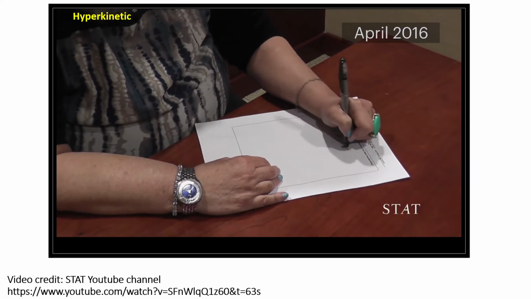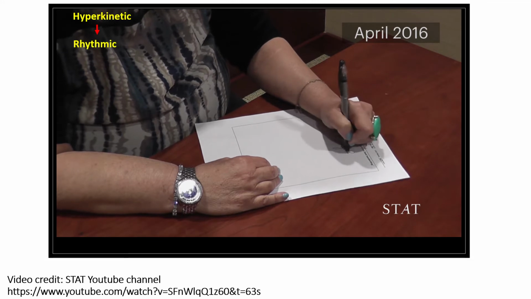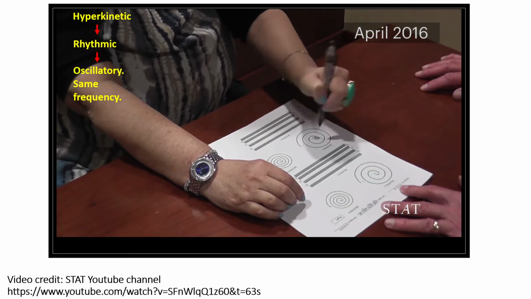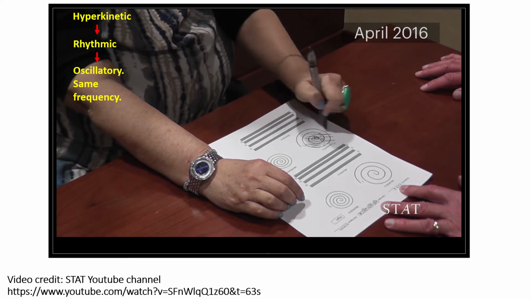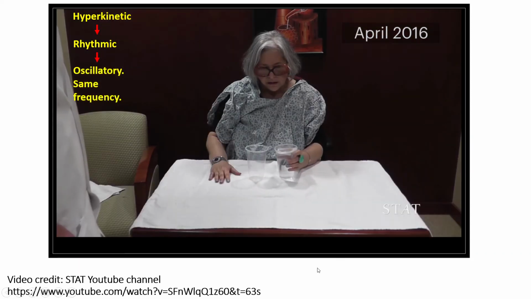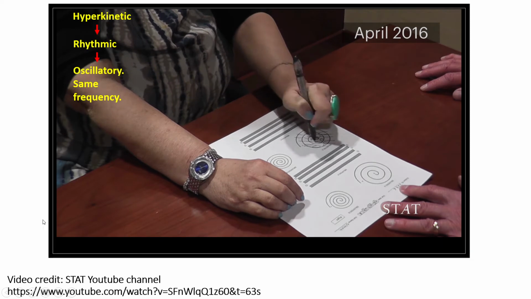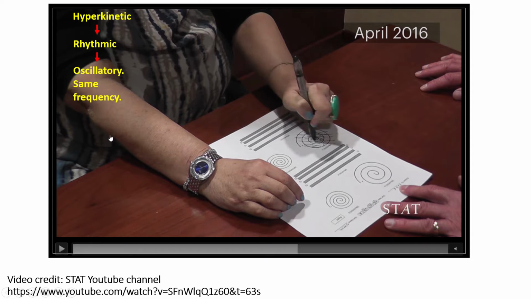So it is hyperkinetic, yes. It is rhythmic, yes. It is oscillatory, same frequency, yes. You see, this is also called an Archimedes spiral, and the patient is asked to draw on these lines in a circular manner, but the patient is not able to do so as there are oscillatory rhythmic hyperkinetic movements occurring throughout the range of the motion.